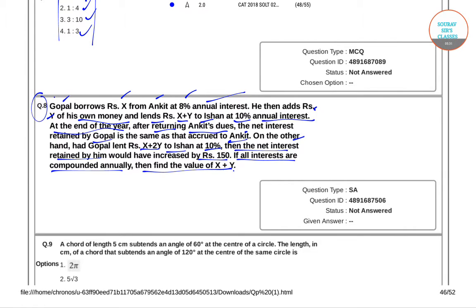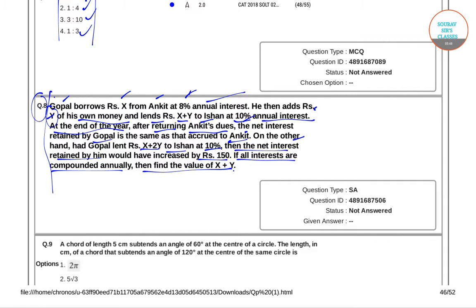So this is the question over here. The question says that from Ankit, Gopal borrowed rupees X and the annual interest was 8%. What he did after that, he added Y of his own money and lent that X plus Y amount to Ishan at an interest rate of 10%.